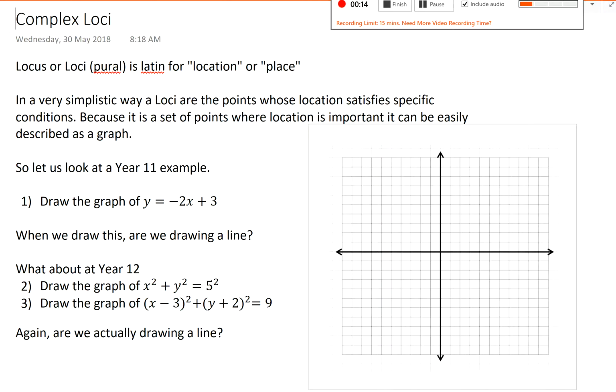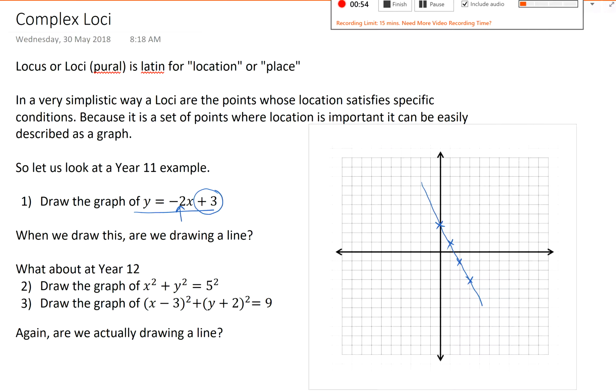So locus, or loci, which is the plural, is Latin for the location or the place. In other words, a loci is a set of points that satisfy certain conditions. In year 11, you had to draw that loci. You'd go, okay, it's got a y-intercept of 3, it's got a gradient of -2, so there are some points on this graph just there.